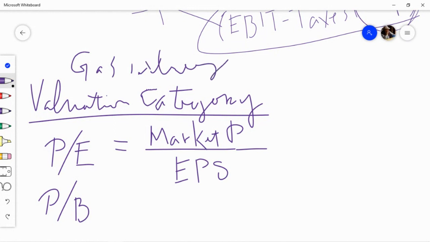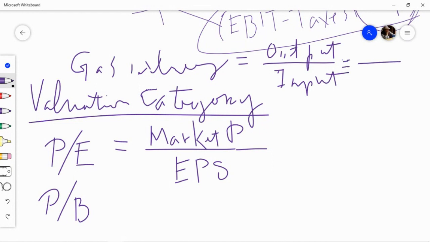Gas mileage. It's a typical example of an output to input ratio, right? In gas mileage, it's how many miles per gallon, right? Per gallon of gas. It's miles over gallon, right?